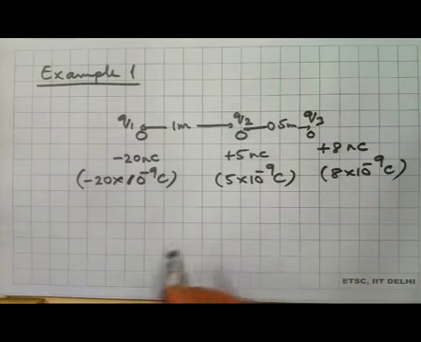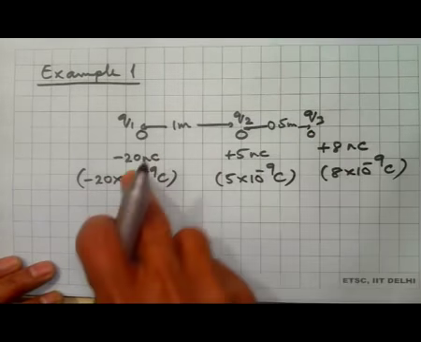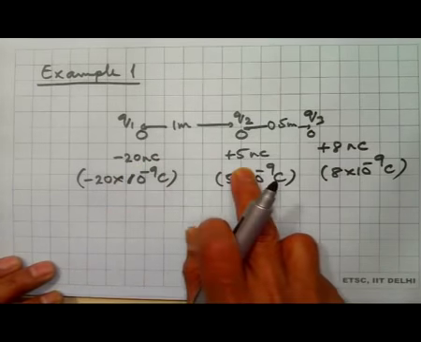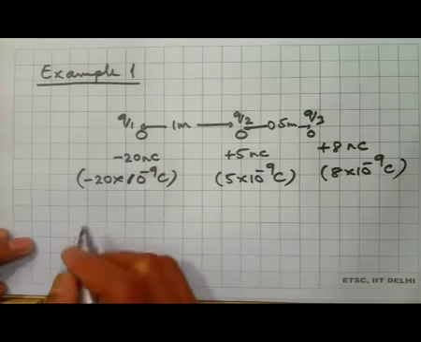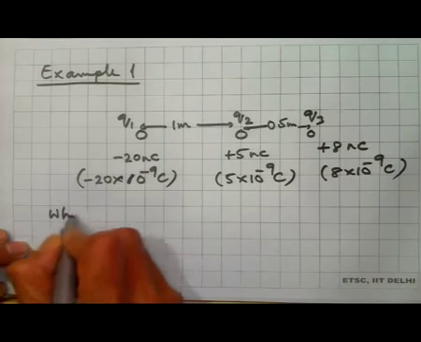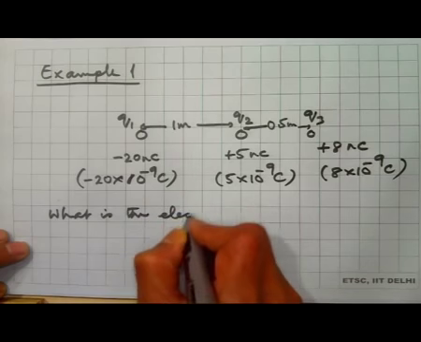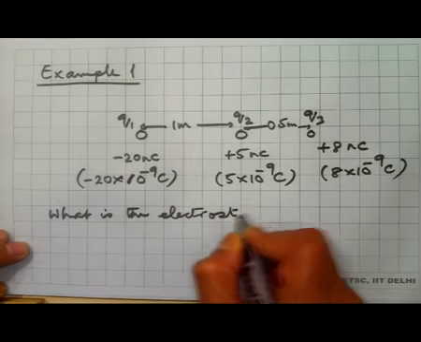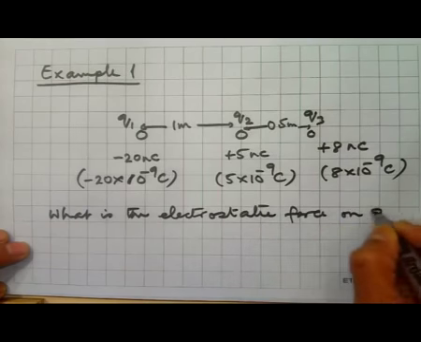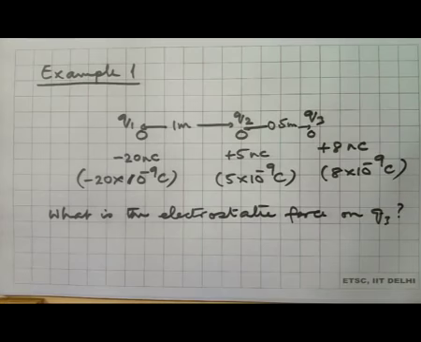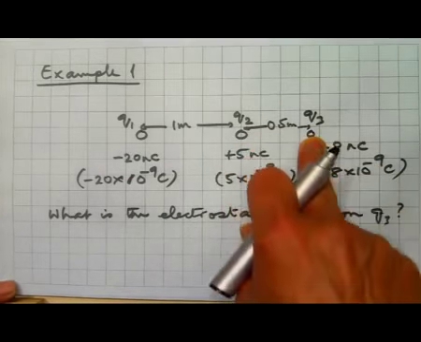So, I have 3 charges kept along a line: Q1, Q2, Q3. Q1 is minus 20 nanocoulomb, Q2 is plus 5 nanocoulomb, Q3 is plus 8 nanocoulomb. I want to find out what is the electrostatic force on Q3. So, I want to find out what is the force because of these 2 charges on Q3.